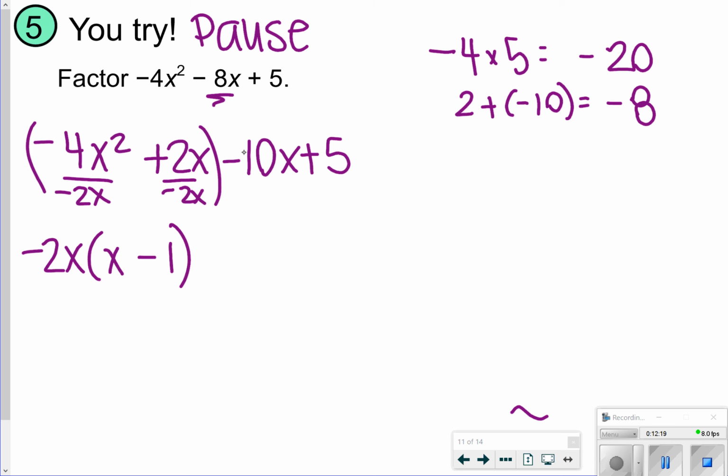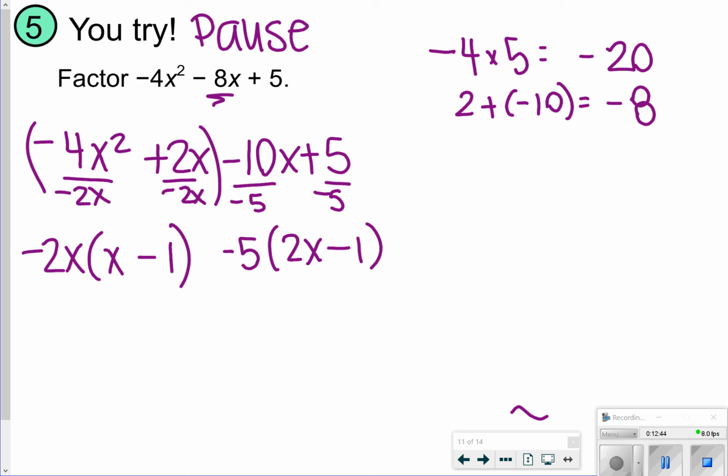Over here, I notice I have 10x and 5. Those can be factored out with the 5. In order to maybe show the same binomial, I'm going to see what happens when I factor out a negative 5. So then I'll have 2x minus 1. These binomials are not matching up, so I probably did not factor correctly.